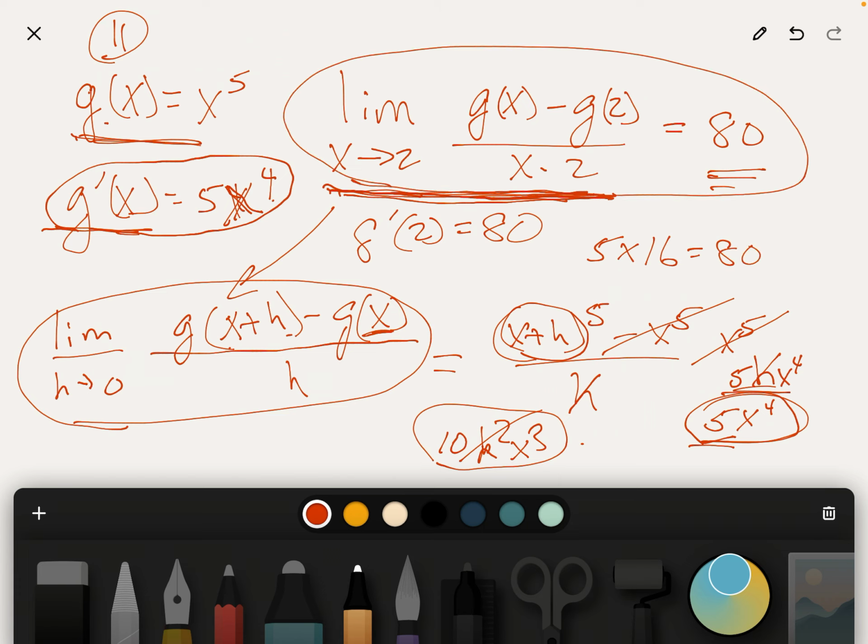It's just that you wouldn't be able to simply look at this and plug in g of x and get to 80. You have to find the general formula for the derivative first. But this is a true statement.